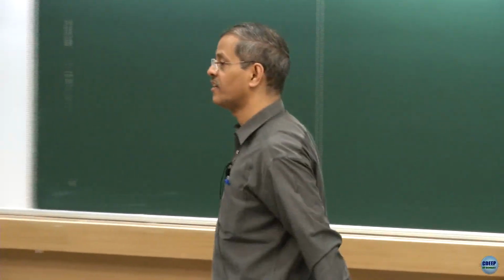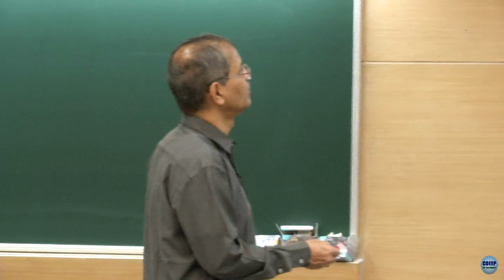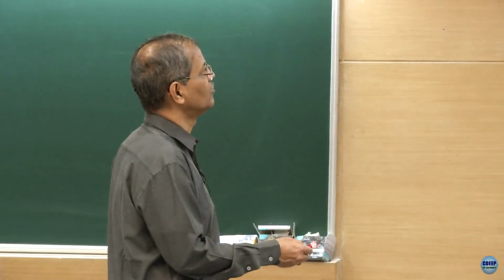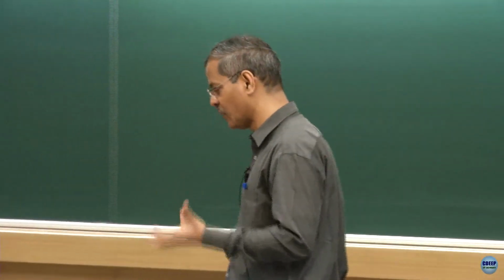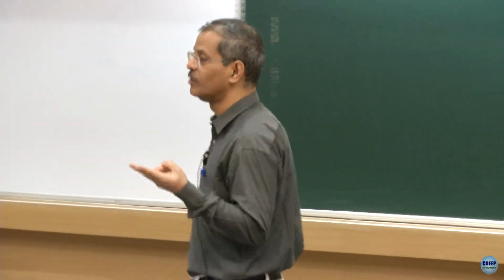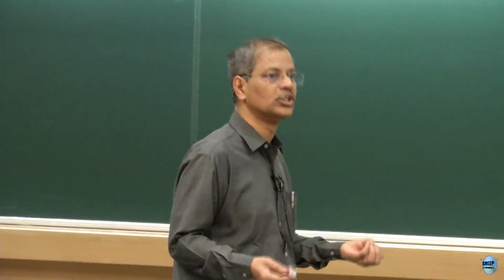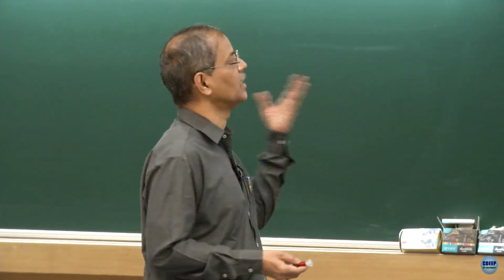How many joints are there? Count. 1, 2, 3, 4, 5. Okay. 4 free links. So 4 threes were 12, 5 twos are 10. So 10 degrees of freedom have been knocked off by these 5 joints. So how many degrees of freedom would it have? 2. So you will need 2 motors, 2 actuators to have controlled motion of this mechanism.